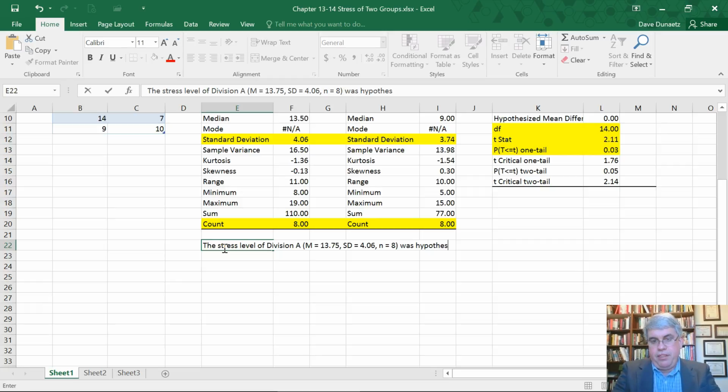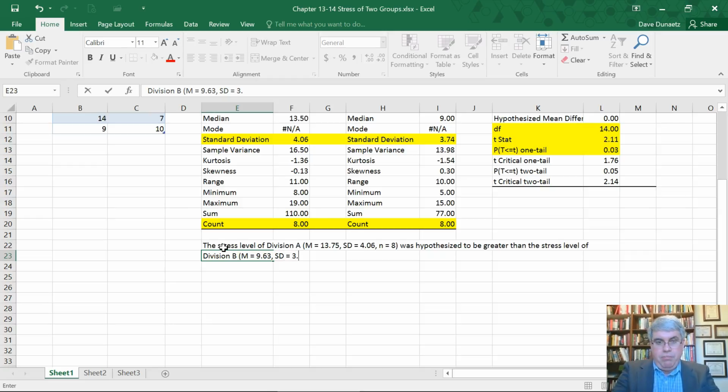So that's the stress level of Division A. Was hypothesized to be greater than the stress level of Division B. Now we're going to report the same information for Division B. Mean equals 9.63. Standard deviation equals 3.74. And then N equals 8. We tend to use small n's when it's a subsample of things. So we have two subsamples here, so we use the small n.